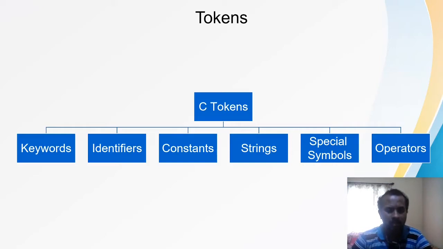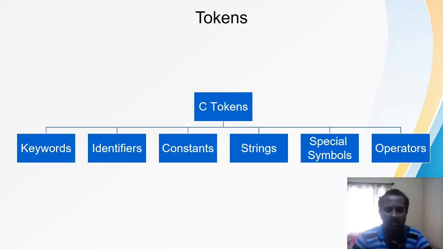Tokens can be divided into 6 categories: keywords, identifiers, constants, strings, special symbols and the operators. Operators are the mathematical operators that are available for you. Special symbols are the symbols that are available for you; you can use any operator and special symbol that is available on your keyboard. Strings are sentences enclosed in double quotation marks.